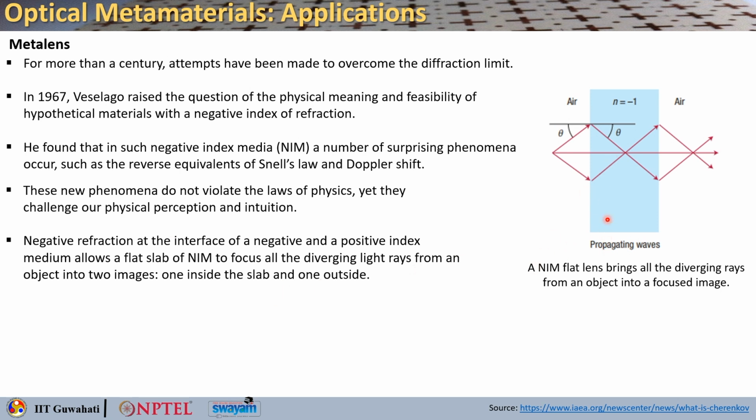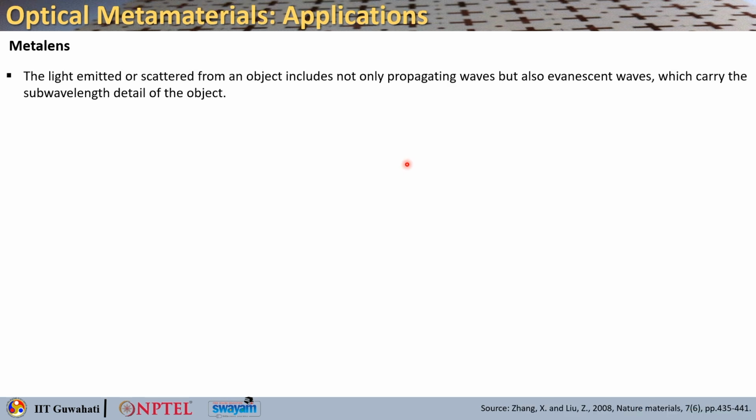But if you want to see negative refraction at the interface between a positive and a negative index medium, that can be done by just putting a negative index material here, and you have air on both sides. You see light enters, and because of the negative index it bends to this side, and you can focus all the diverging light beams. These two beams are basically diverging, but because of this negative index medium you are converging them here. So, you can actually form two images, one inside the slab and one outside the slab. All the beams can now be captured, and that can give you a perfect image.